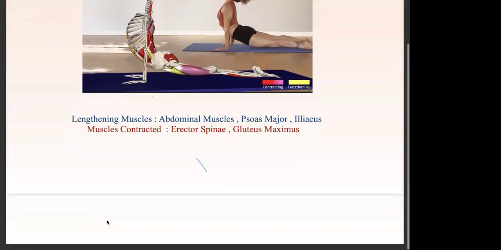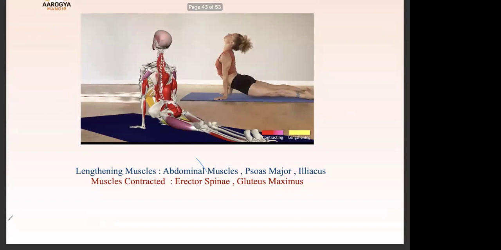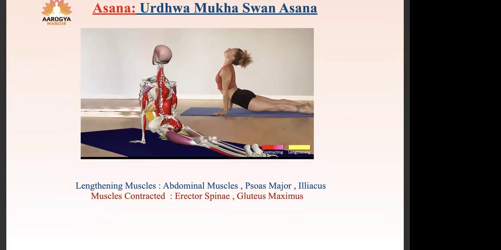Let's have a, just a second. So you can see erector spinae and the gluteus maximus marked in red are getting a good contraction. And of course, by now we have understood that abdominal muscles and the psoas major and iliacus are getting stretched.